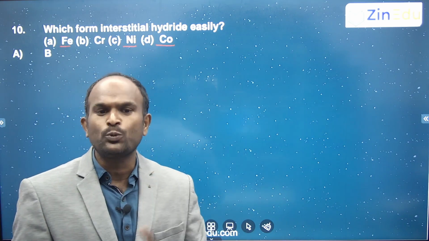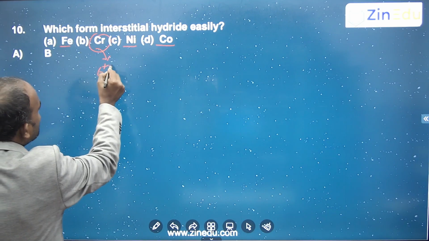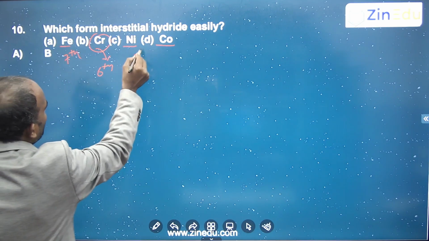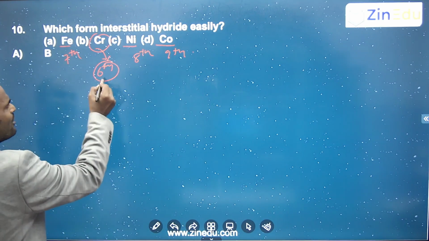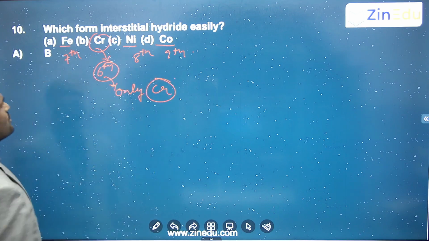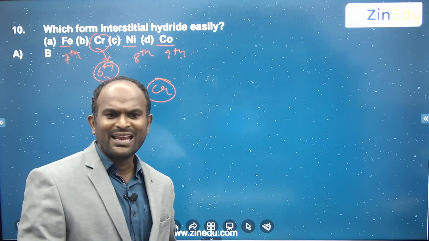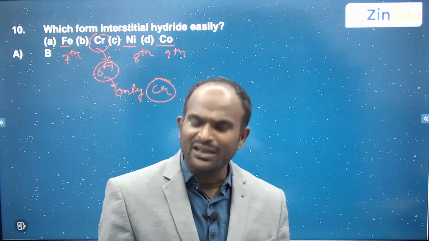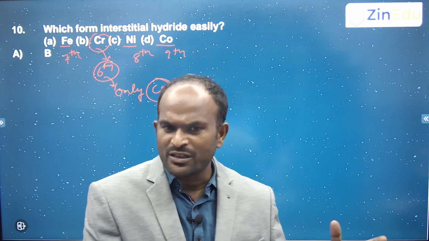Even in the 6th group, only chromium can form. The 7th, 8th and 9th cannot form; this is called the hydride gap. Even in the 6th, only chromium can form. So 7th, 8th, 9th are the hydride gap. It is clearly there in the NCERT textbook. Go and see this in the hydrogen and its compounds topic.